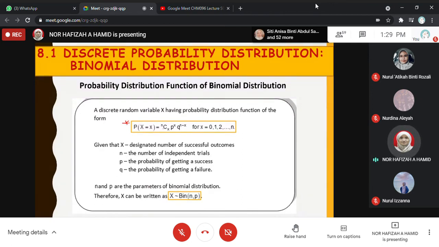Okay, and N refers to the number of trials, and X refers to the value of X, and P is the probability of success, and Q is the probability of failure. So your P, the probability of success, refers to your X. It's not that when you say success it's always something positive.